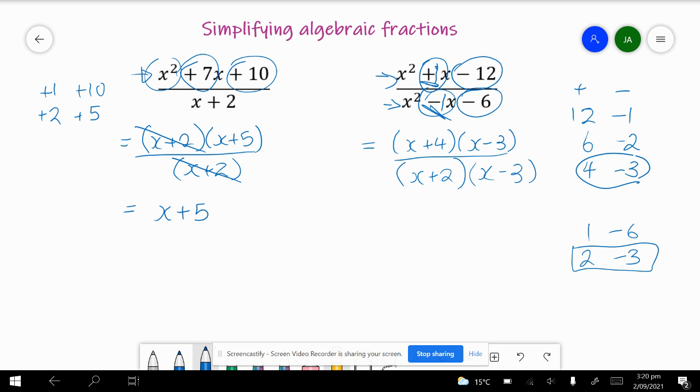Can you see on the top line we've got x plus 4 times x minus 3. On the bottom we've got x plus 2 times x minus 3. So now they've become two multiplication things, so we can cross them out. And so we're left with x plus 4 and x plus 2. And that's as far as you can take it. You cannot cancel those x's out because they're added to the 4 and added to the 2. So it's only when you're multiplying that they can cancel out. And that's as far as you can go with that.